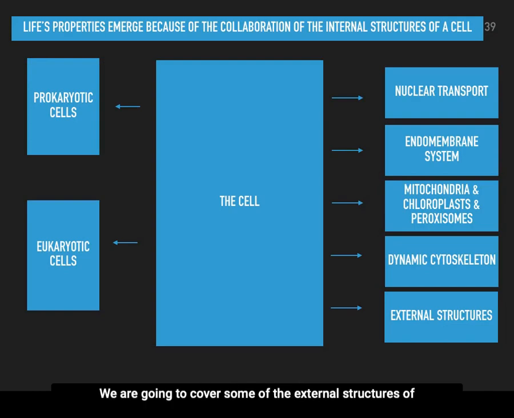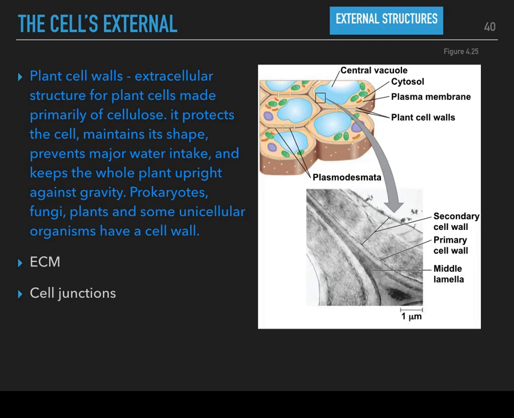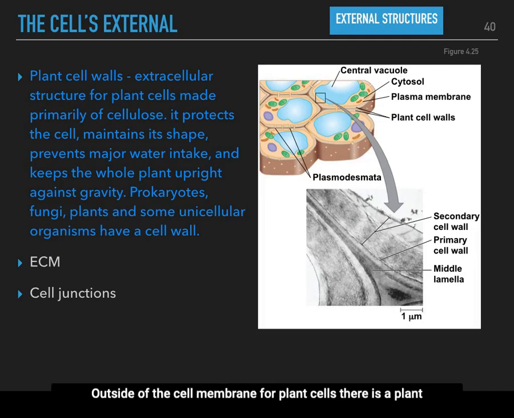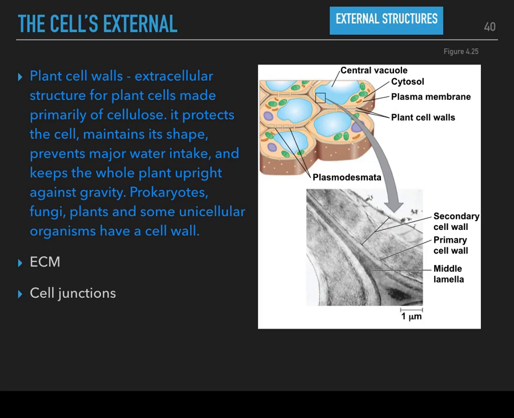Finally, in this lecture, we are going to cover some of the external structures of a cell. Outside of the cell membrane, for plant cells, there is a plant cell wall made primarily of cellulose. The cell wall protects plants from damage, prevents major water intake or loss, and keeps the entire plant upright. There are some prokaryotes, fungi, and unicellular organisms that have cell walls as well as plants.